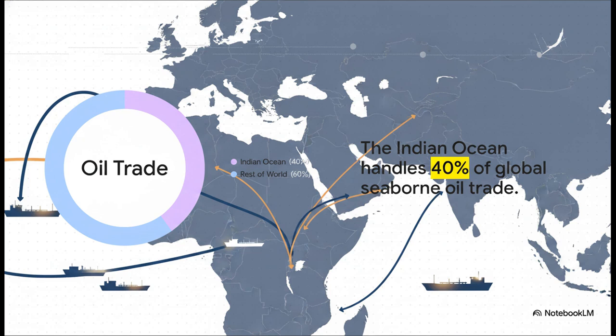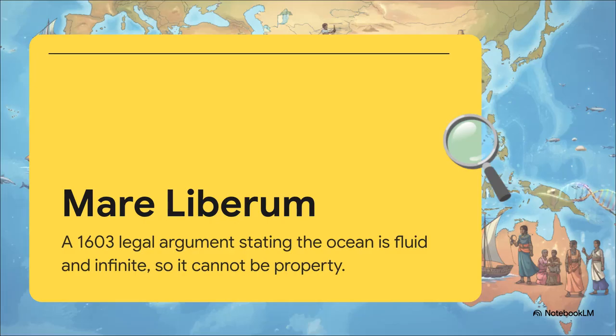To put that into perspective, 40% of the entire world's seaborne oil trade moves through this single ocean. It acts as the absolute jugular vein connecting the oil fields of the Persian Gulf directly with the massive factories of Asia and the homes of Europe. The physical layout of this ocean easily makes it the most geopolitically secured and intensely monitored body of water on Earth. And what's wild is that this high-stakes geography actually birthed modern international law.